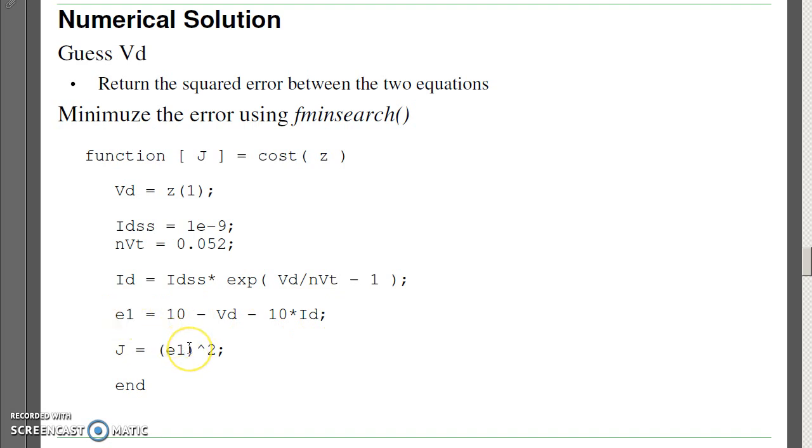If I return the sum squared error, I can now come up with a function where I guess the voltage and want to minimize the sum squared error. The MATLAB function fminsearch can do that. With fminsearch, I can now find the actual voltage and current through the diode.